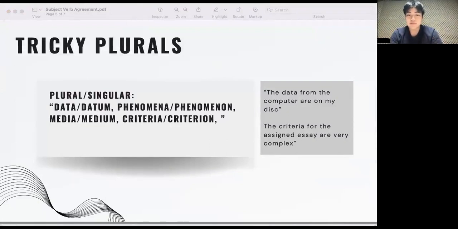Taking a look at the examples, the data from the computer are on my disk. The criteria for the assigned essay are very complex. We can see that both are paired with plural verb are, as they are plural subjects. For tricky plurals, the most effective and fastest method to improve is to just solve more questions and become more familiar with these terms that may at one point or another be considered singular in your mind.